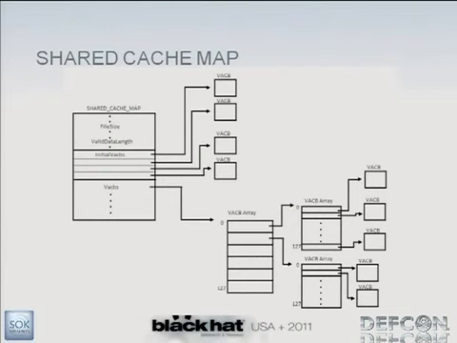Here's what the shared cache map would look like, conceptually. This, obviously, at the bottom is just 2 levels deep. And if we parse this, we'll get all the file data that is present in the cache.